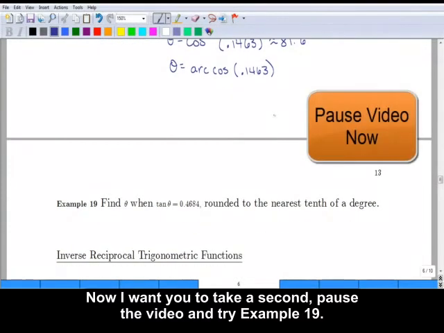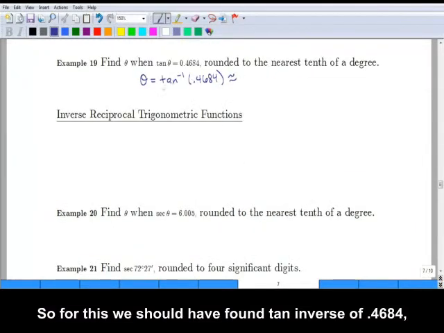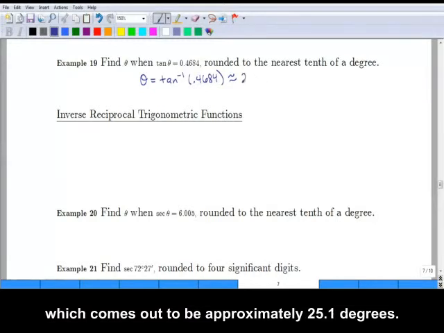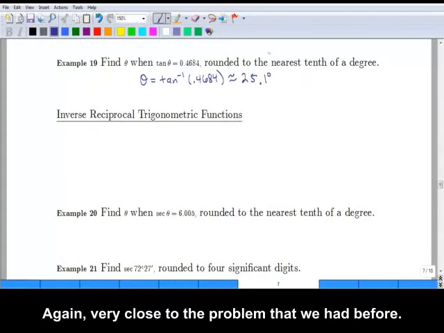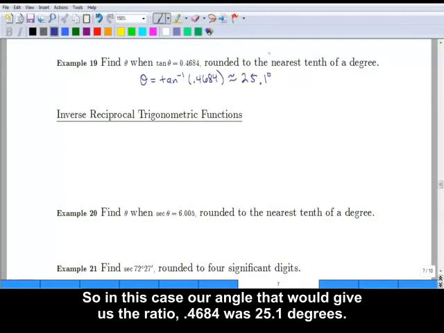Now I want you to take a second, pause the video, and try example 19. So for this we should have found tan inverse of 0.4684, which comes out to be approximately 25.1 degrees. Again, very close to the problem that we had before. So in this case, our angle that would give us the ratio 0.4684 was 25.1 degrees.